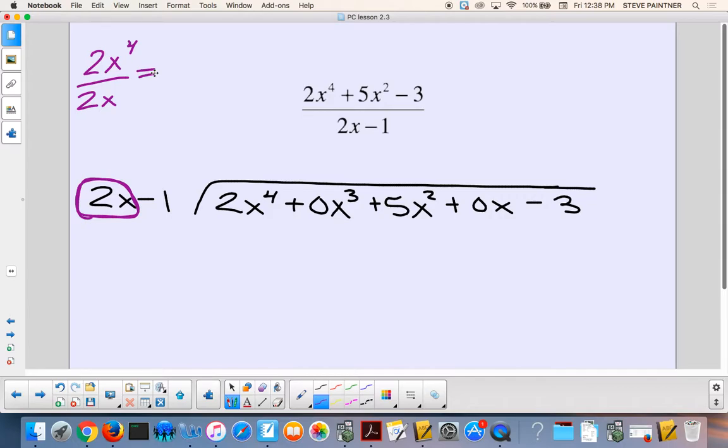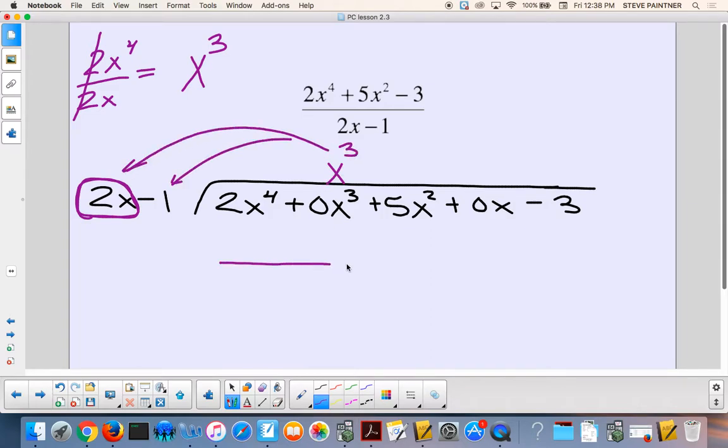All you care about is 2x. 2x goes into 2x to the 4th how many times? X cubed, yes, because the 2's pretty much just cancel out. So x cubed goes above the x cubed term. Multiply. 2x to the 4th minus x cubed.